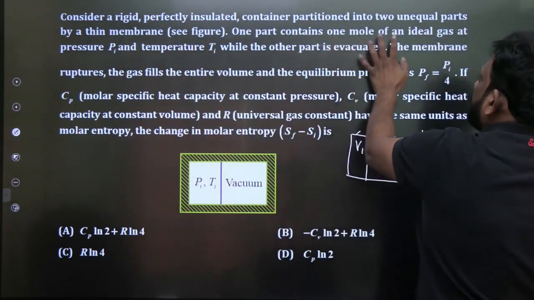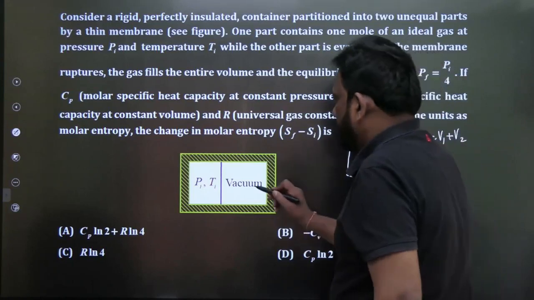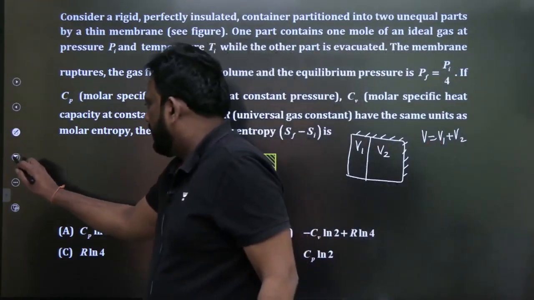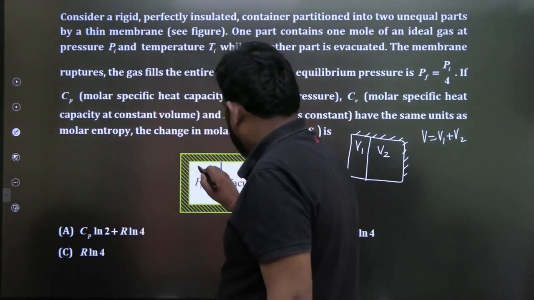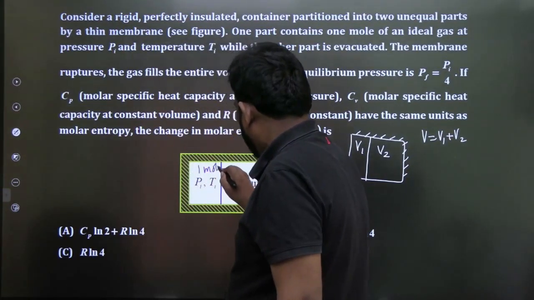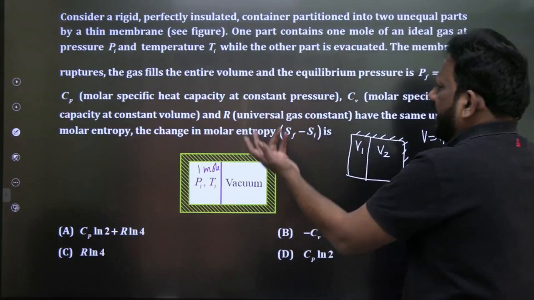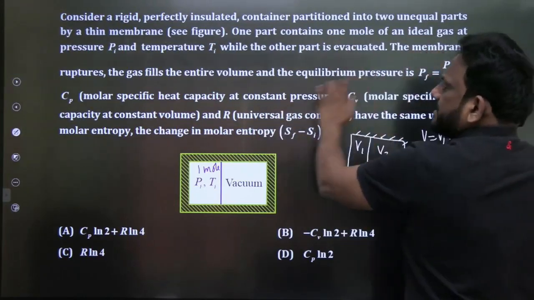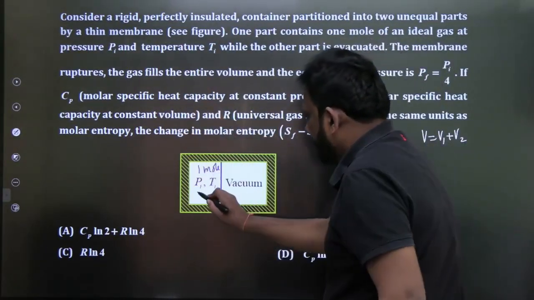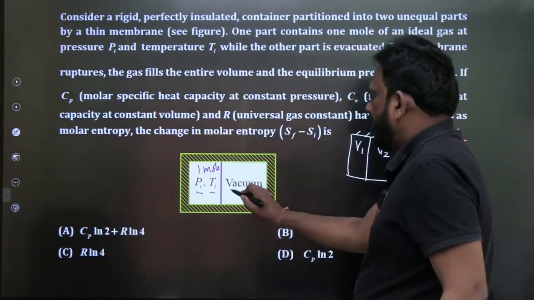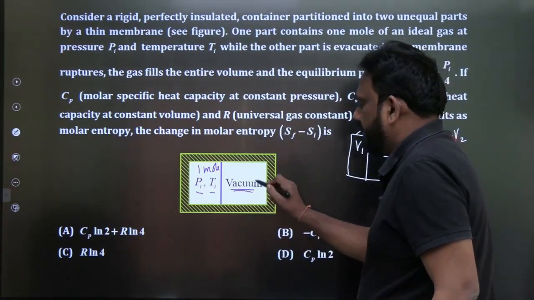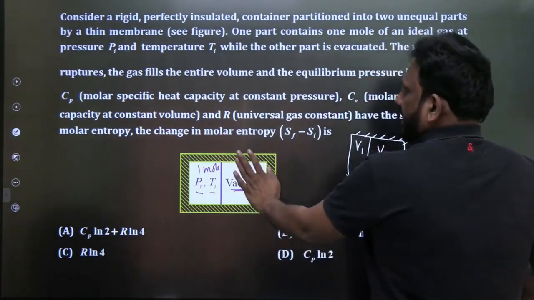One part contains 1 mole of an ideal gas. Let us assume that the left part contains 1 mole of ideal gas, at a pressure Pi, temperature Ta. While the other part is perfectly evacuated. There is nothing here. There is no material medium on the right side.